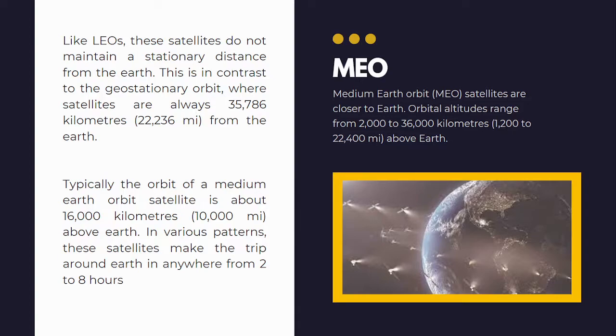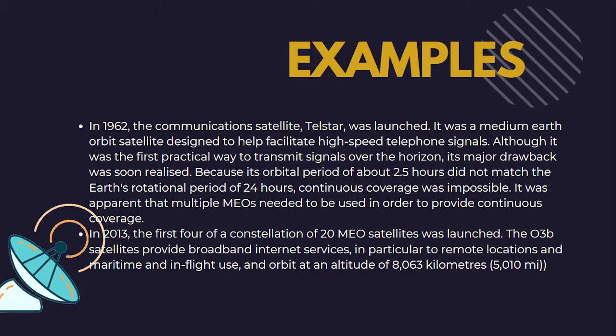Typically, the orbit of a medium Earth orbit satellite is about 16,000 kilometers above the Earth. In various patterns, these satellites make the trip around Earth in anywhere from 2 to 8 hours. Here are some examples of MEO. In 1962, the communication satellite Telstar was launched.